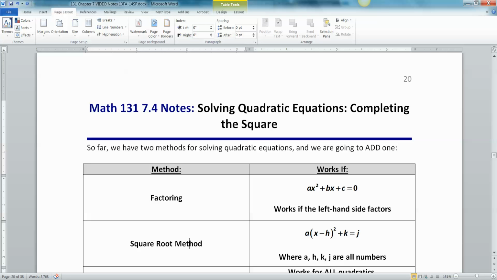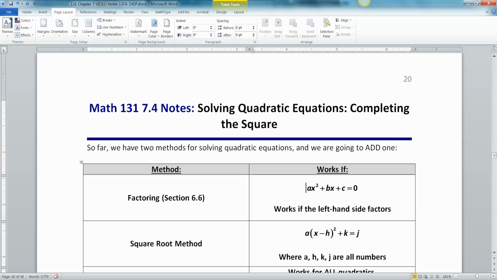Okay, so far we have two methods for solving quadratic equations. We've learned how to factor. That was section 6.6, if you want to know it. I'll write it down. Section 6.6. That works really well if you have it so that it's ax squared plus bx plus c equals 0. If the equation's set equal to 0, and then if that left-hand side factors, then it works. If the left-hand side doesn't factor, you don't know how to do that.